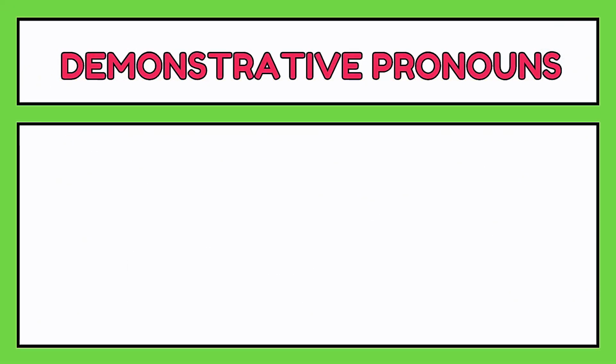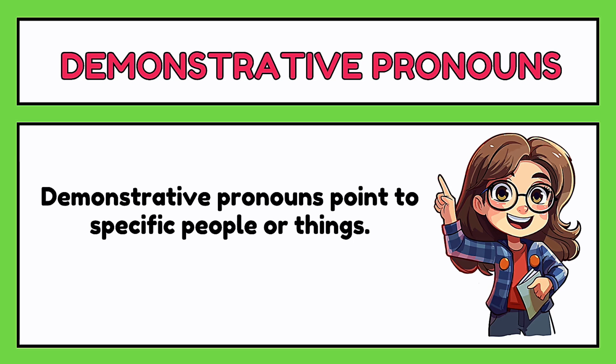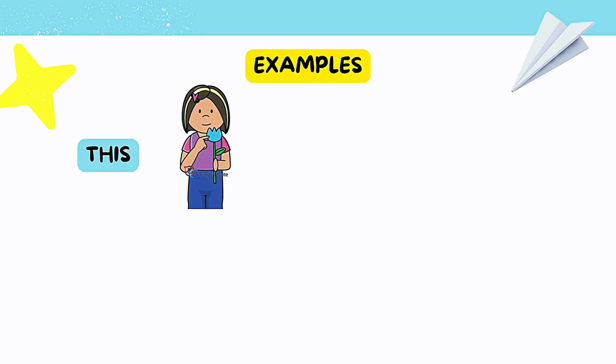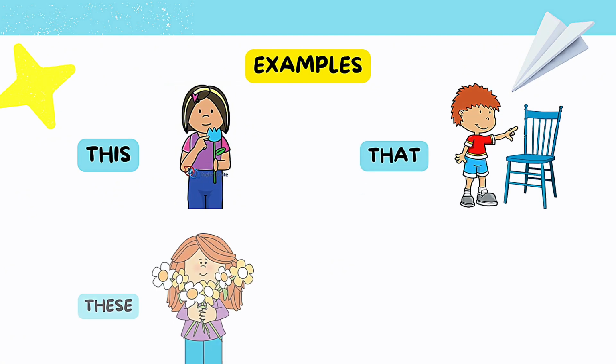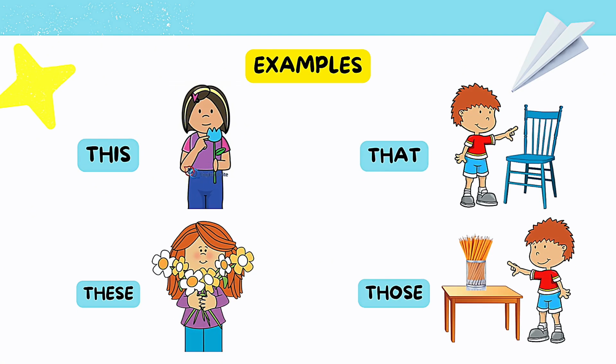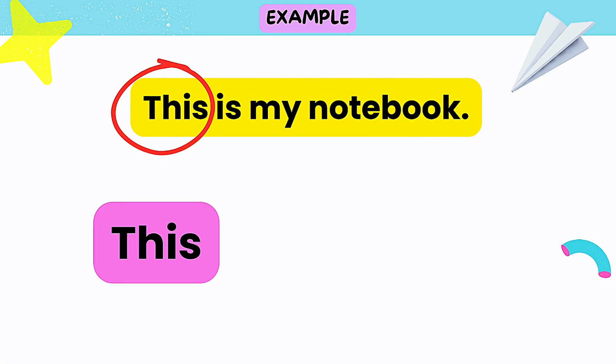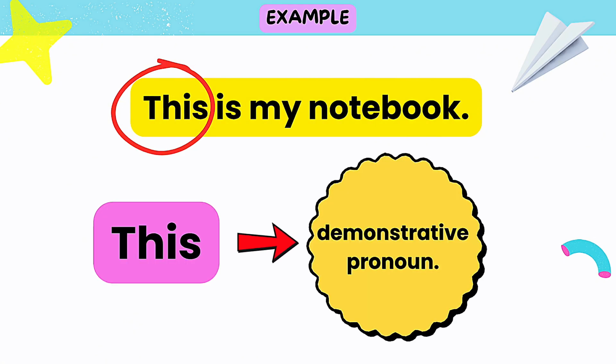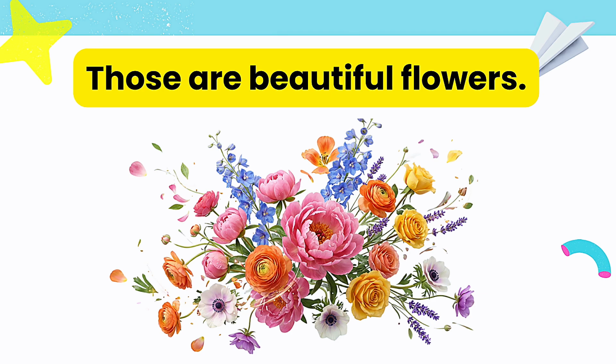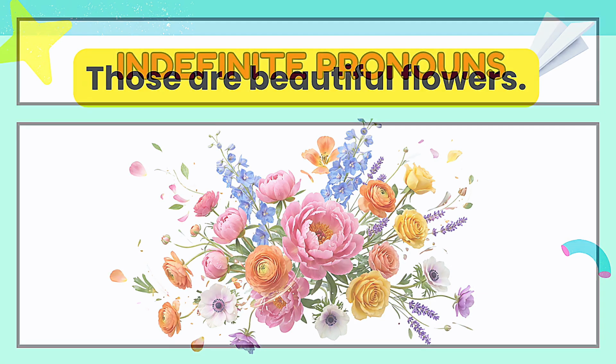5. Demonstrative pronouns. Demonstrative pronouns point to specific people or things. Examples: this, that, these, those. Look at this sentence. This is my notebook. The word this points to it. So this is a demonstrative pronoun. Another example. Those are beautiful flowers.